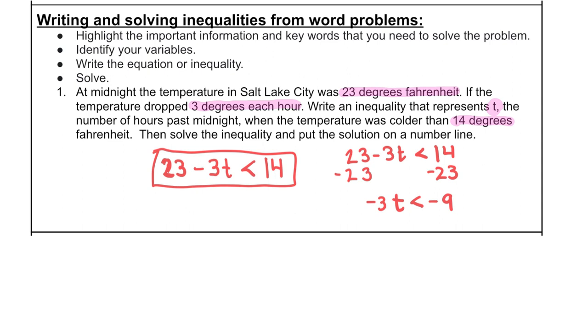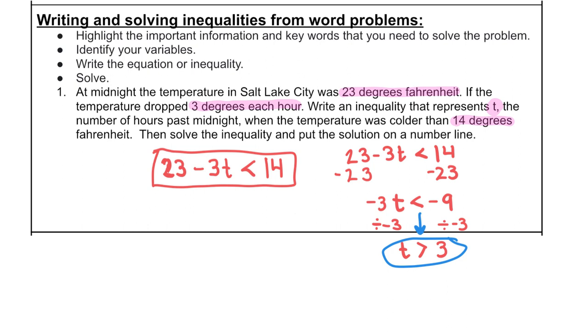Then, to solve this one more step, I need to get rid of that multiplying by negative 3. The opposite of multiplying by negative 3 is dividing by negative 3. So t ends up being greater than 3. I did one thing. I switched the direction of my sign because I multiplied or divided by a negative. So that means t is greater than 3.